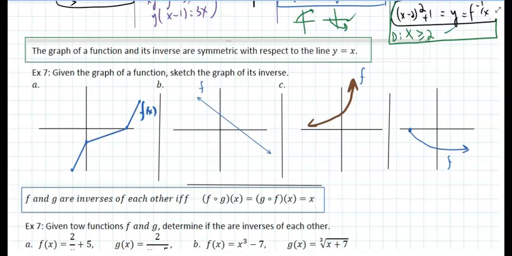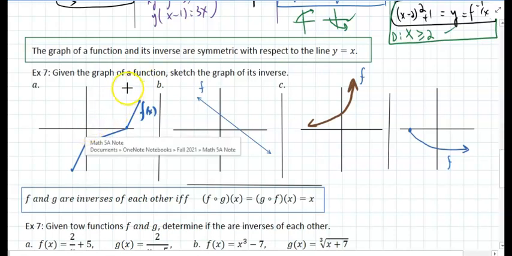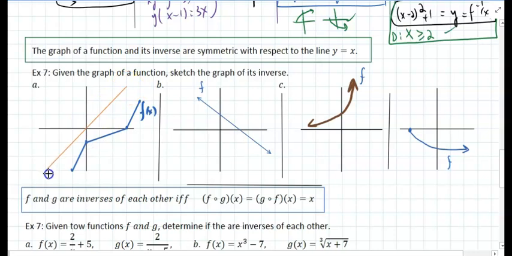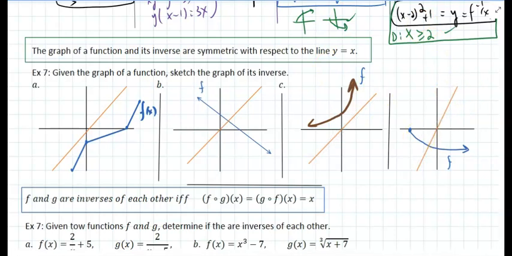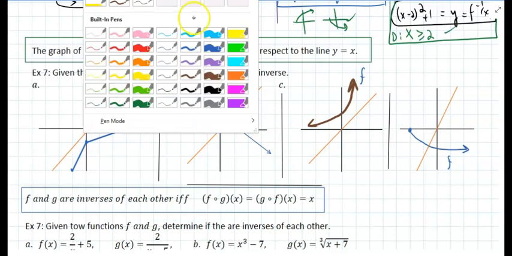A graph of a function and its inverse are symmetric with respect to the line y equal x. What they do, they draw this line y equal x, and they say, well, look, what you're going to do, you're going to imagine that you're going to paint f, and you're going to fold the page about the red line, and you're going to tell me what the image is. There's an easier way, much easier way, to sketch the inverse.